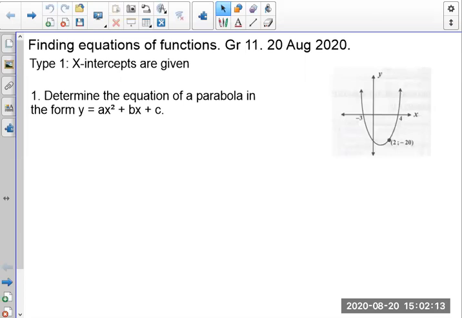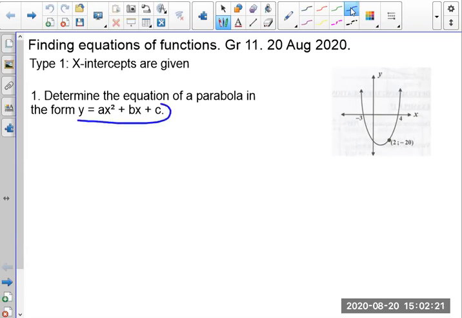Now, you must remember, 90% of the time, they're going to ask you to get the equation in this form, but you're never going to start there. Well, 99.9% of the time, you're not going to start there. You first look at your sketch.